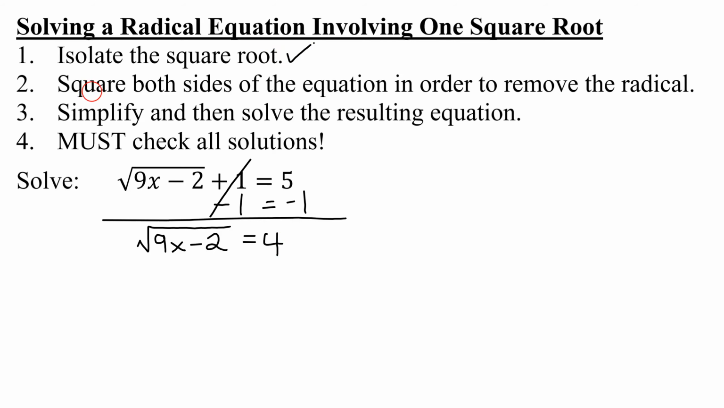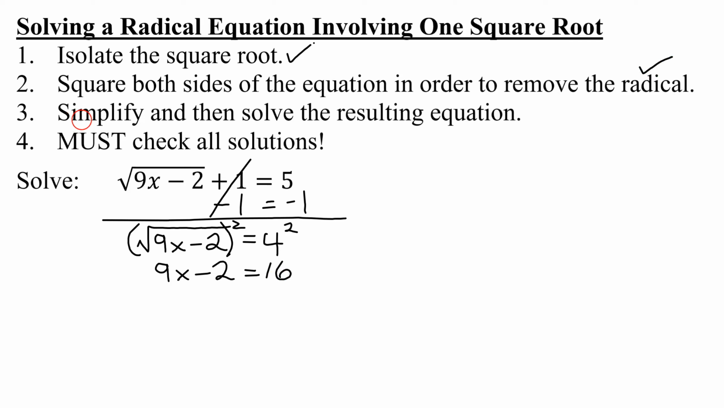Step 2 says to square both sides of the equation in order to remove the radical. So I'm going to square the left-hand side and I'm going to square the right-hand side. Well, what do you get when you square a square root? They undo each other and you're just left with the radicand, which is the fancy name for the thing that lives underneath the square root. So I get 9x minus 2 on the left-hand side equals 4 squared. Well, 4 times 4 is 16. So now we have completed step 2.